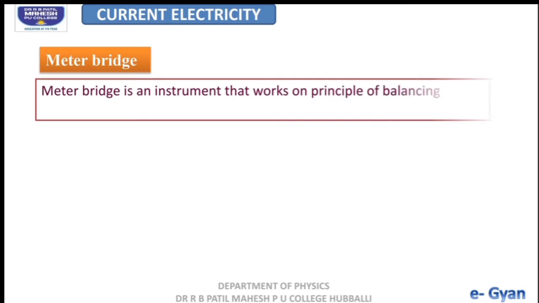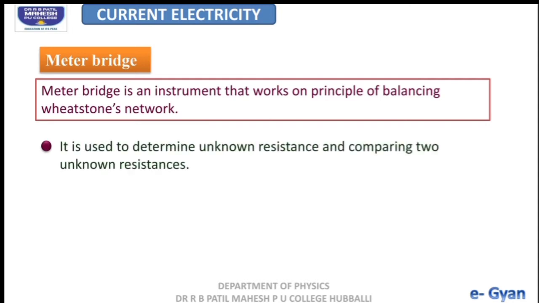Meter bridge. This device is a practical application of Wheatstone bridge. It is an instrument which works on the principle of balancing Wheatstone network. It is used to measure unknown resistance and compare two unknown resistances. With the help of this instrument, we can measure the unknown resistance of the given material and we can also compare two unknown resistances.